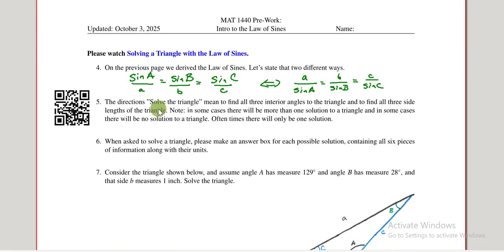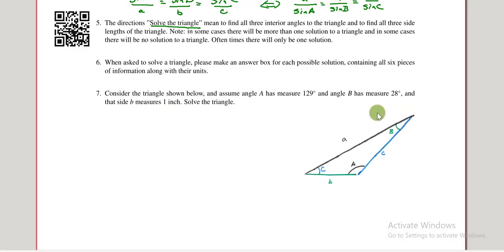The next thing, this isn't a huge issue, is that the direction "solve the triangle" means to find all three interior angles of the triangle and all three side lengths of the triangle. So in general, if I give you a triangle, whether it's a right triangle or not, and I say to solve it, I mean to find each of the three side lengths, in our case little a, b, and c, and each of the three angle measures, in this case the measure of angle A, B, and C. Those are all capitalized. That's what it means when I say solve the triangle.